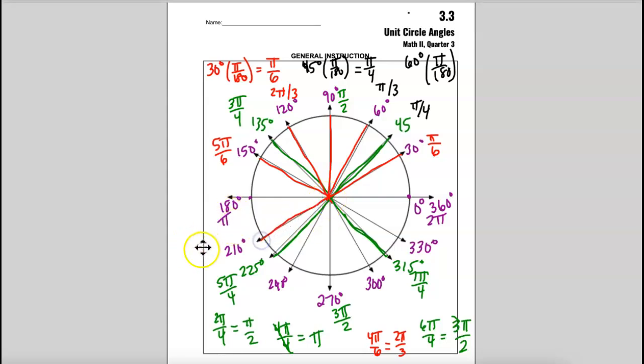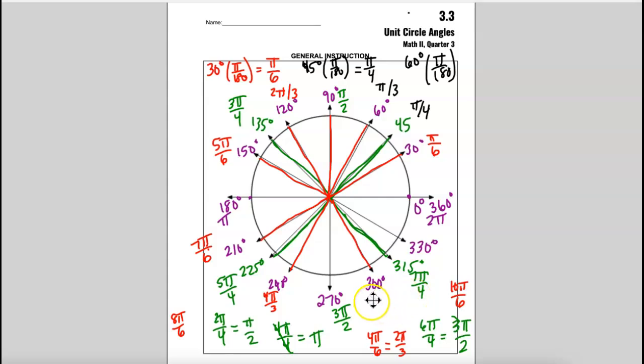Let's keep going. This would be 7 pi over 6. Oops, not 8. I was getting ahead of myself. 8 pi over 6 right here at 240. That reduces to 4 pi over 3. 9 pi over 6 reduces to 3 pi over 2. 300 would be 10 pi over 6, which reduces to 5 pi over 3. And then this would be 11 pi over 6, which doesn't reduce. And then we're back to 12 pi over 6, which reduces to 2 pi.